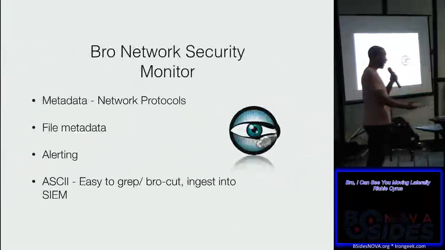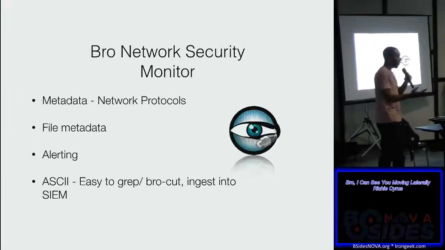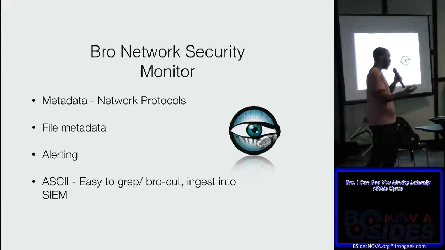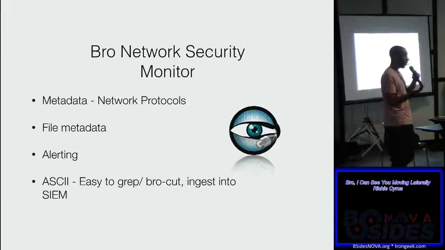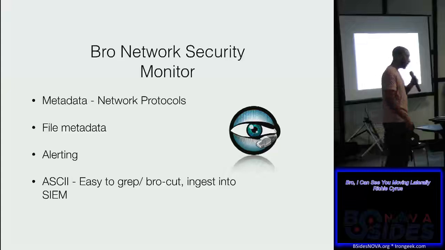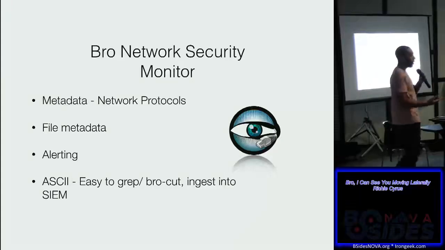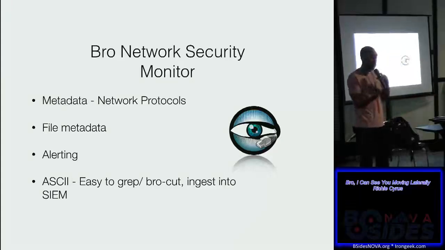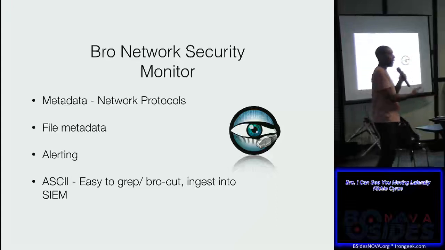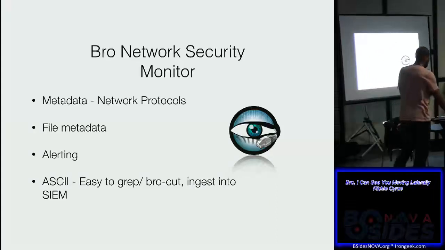So the alternative solution is Bro. Bro Network Security Monitor is able to grab some of the metadata from popular network protocols, as you may know, such as HTTP, FTP, RDP. SMB was added to that in version 2.5. So you could grab file metadata as well, some of the hash information about the file, what kind of file it is, if it's a Windows executable. These are things that might be helpful for analysts to know.